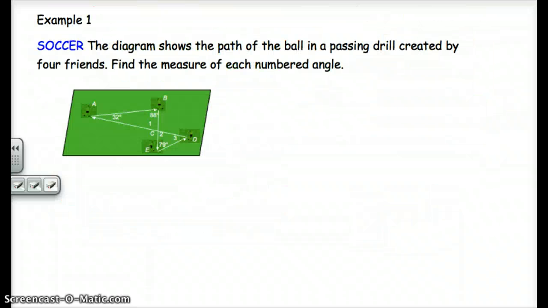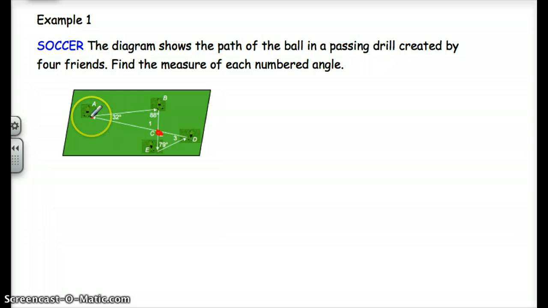All right, let's take a look at our examples. I have a soccer example here. I have a diagram that shows the path of the ball being passed between four friends, and then I have a number of angles that I have to find. So I have friend A, B, C, D, and E. Well, actually C is not a friend, it's just a crossing point. All right, so I need to find my angles.